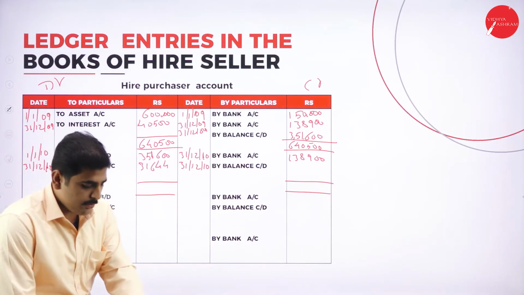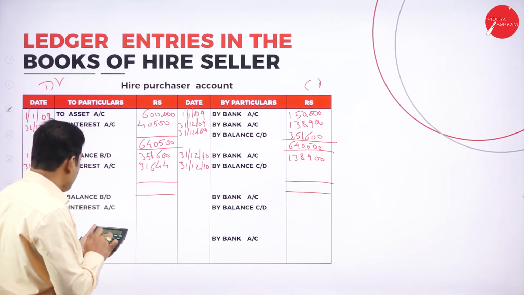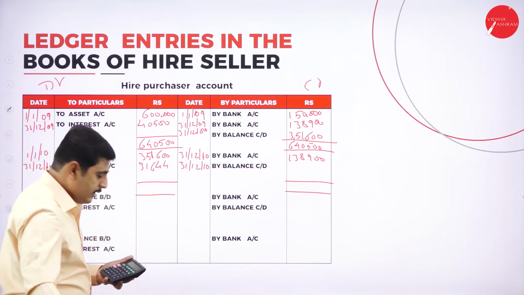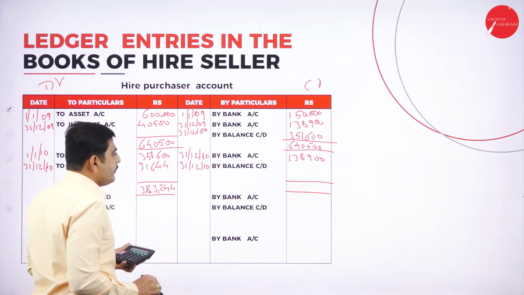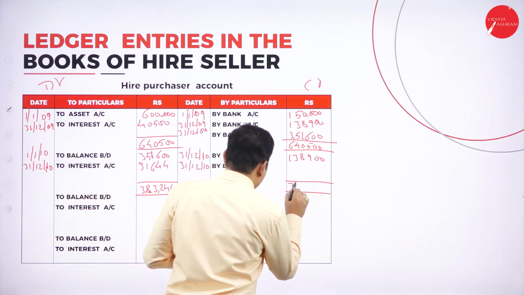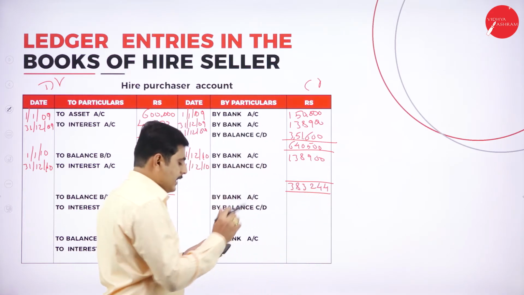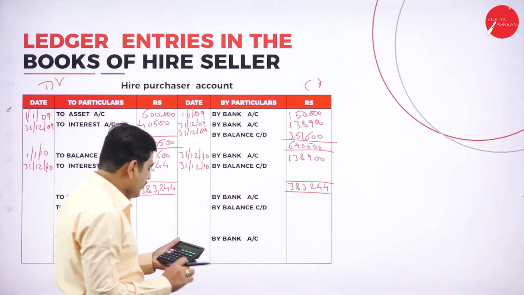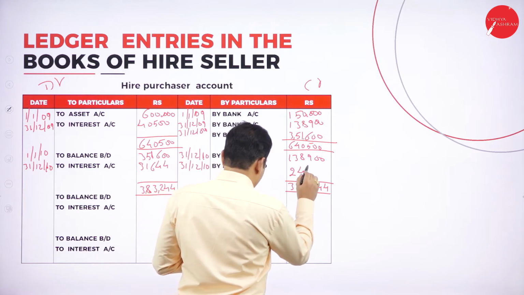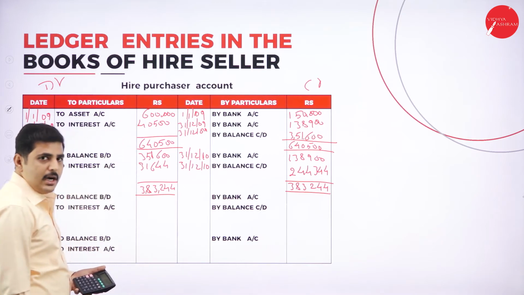So the higher amount is on the debit side. So installment plus 31,644, we'll get 3,83,244. Here also 3,83,244. What is the remaining balance? Directly 1,38,900. So we'll get 2,44,344. Again, the balance should be brought down for the next year.